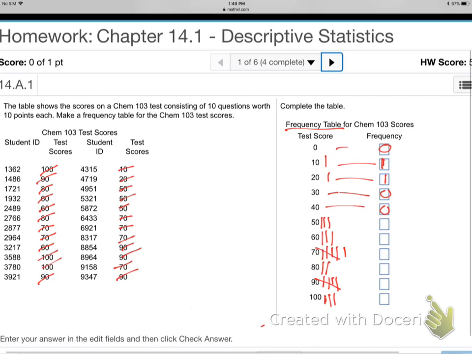I'm just going across. What's that? Three of those, three 60s, six in the 70s, two in the 80s, five in the 90s, three in the hundreds. So that's called a frequency table. It just tells you how frequently the various scores happen.